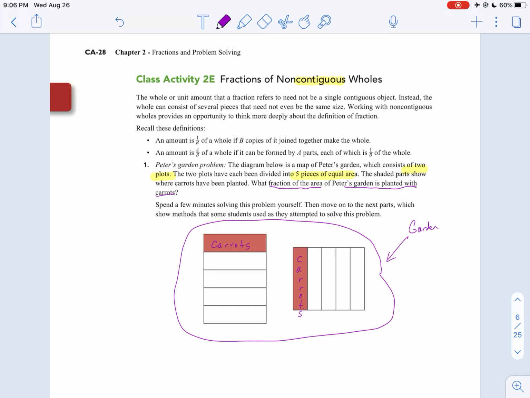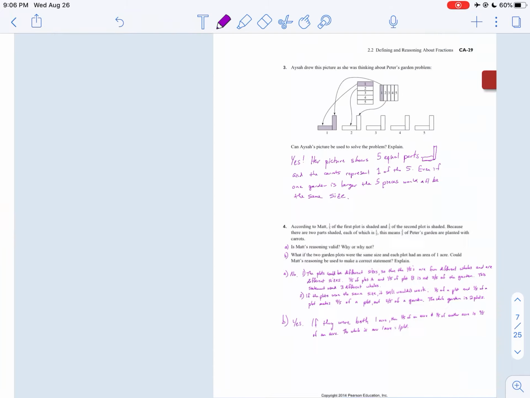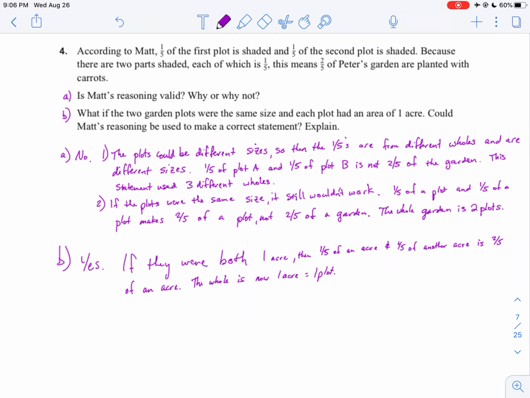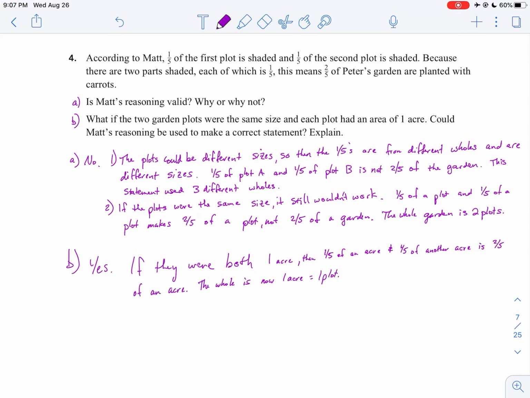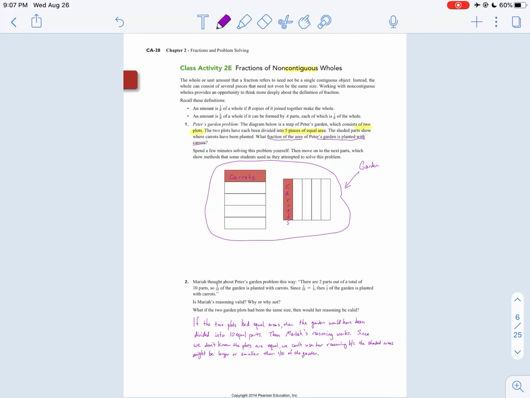Excellent. I hope that you've had some time to think about this. Whether you have the right answer or the wrong answer, you have an opportunity here to think more deeply about it. I'm actually going to jump to the last one on this section. I think it makes more sense to look at Matt's idea first. Actually, let me go back. I want to point something out.